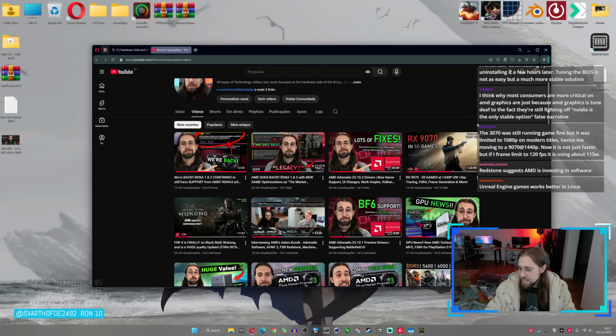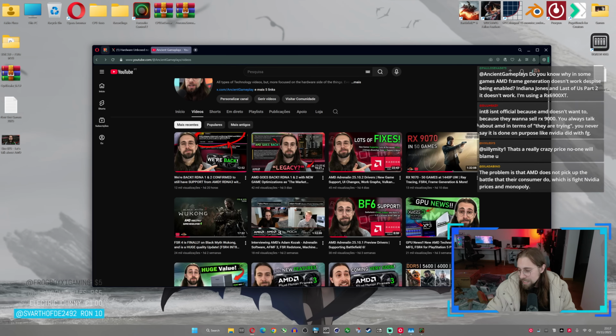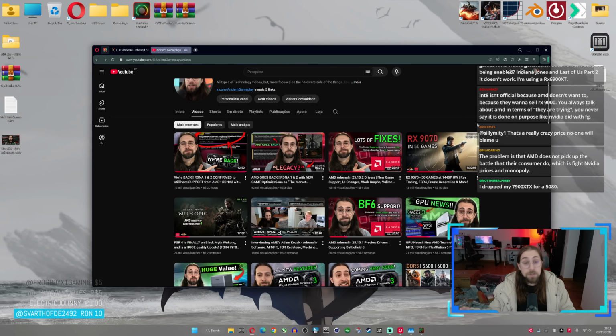Now, Paulo Sena asks, Ancient Gameplays, do you know why in some games AMD frame generation doesn't work despite being enabled? Indiana Jones and The Last of Us Part 2, it doesn't work. I'm using a 6900 XT. Well, in The Last of Us 2 it works. It didn't work before, but it now works. They kind of fixed it, I believe. As for Indiana Jones, I don't know.